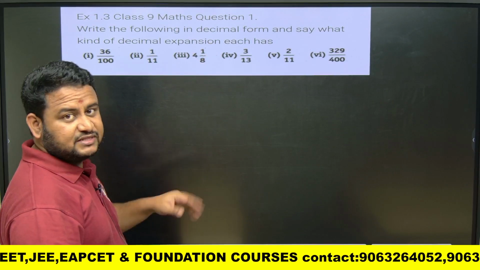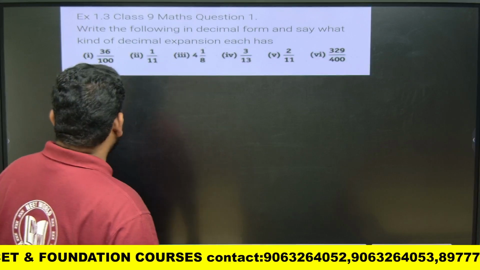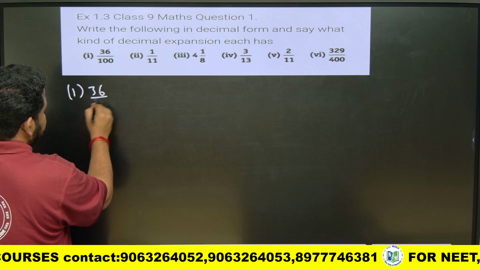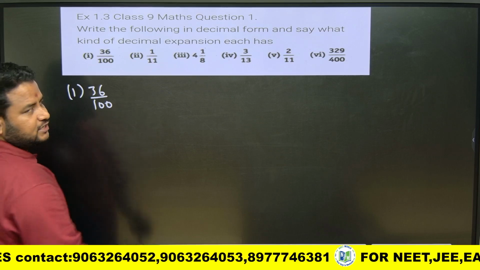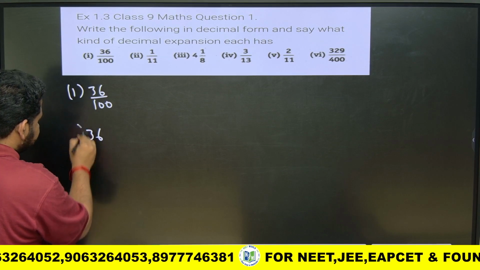Whether we have to say whether they are terminating or non-terminating or repeating. Okay, that is what we have to say. So the first thing they have given is 36 by 100. Directly you should not write 0.36. You have to divide this. How to divide? 36 you have to divide by 100.